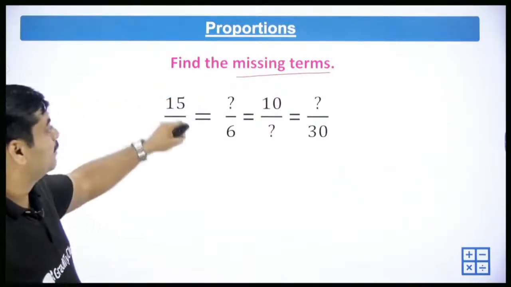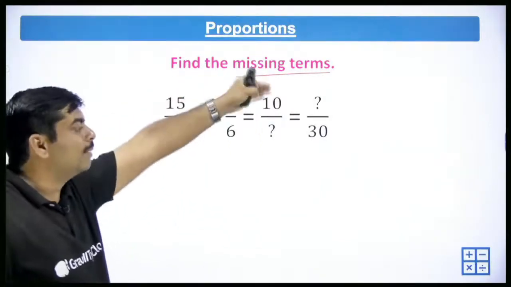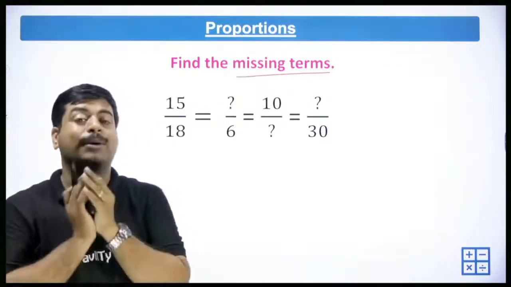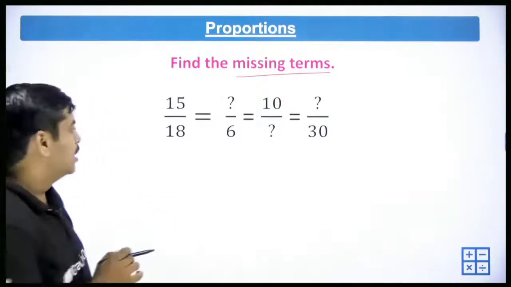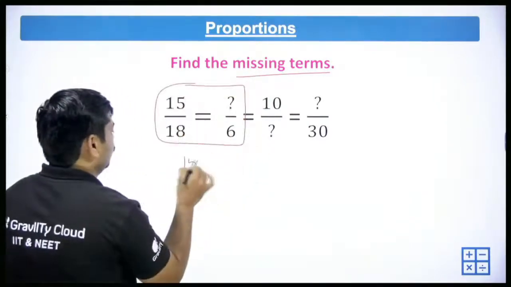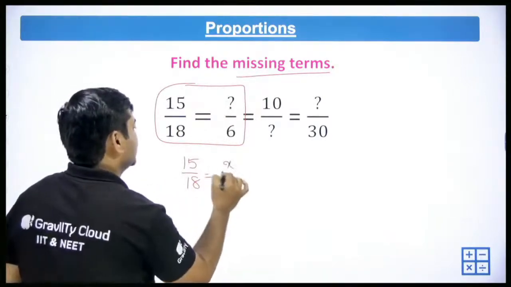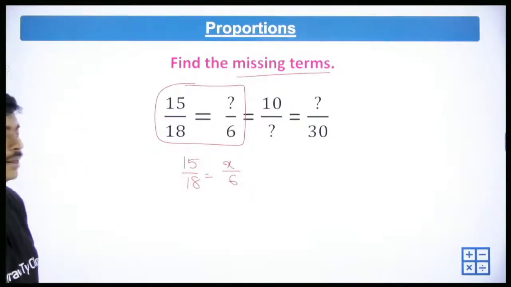15 by 18 is equal to something by 6, or 10 by something, or something by 30. So we need to bring some ratios, some proportions, and we need to find these values. Let me equate these two. Let us take it as x by 6. 15 by 18 is equal to x by 6.